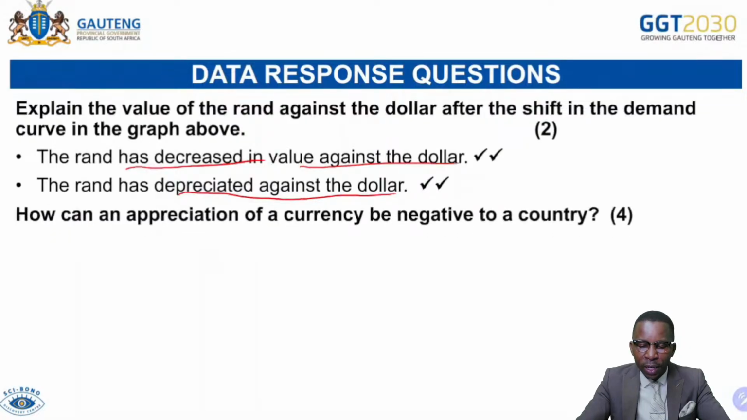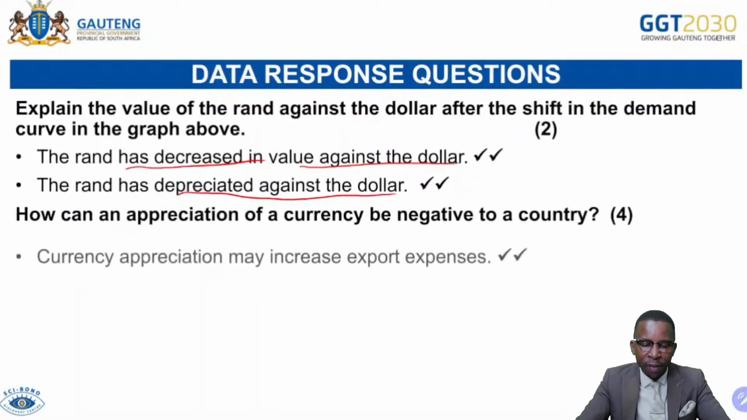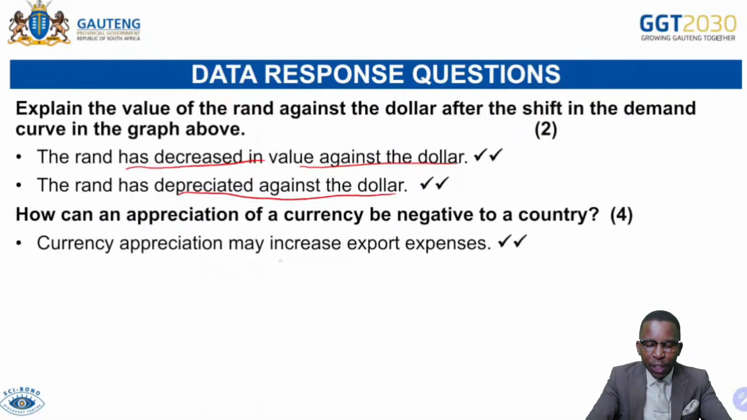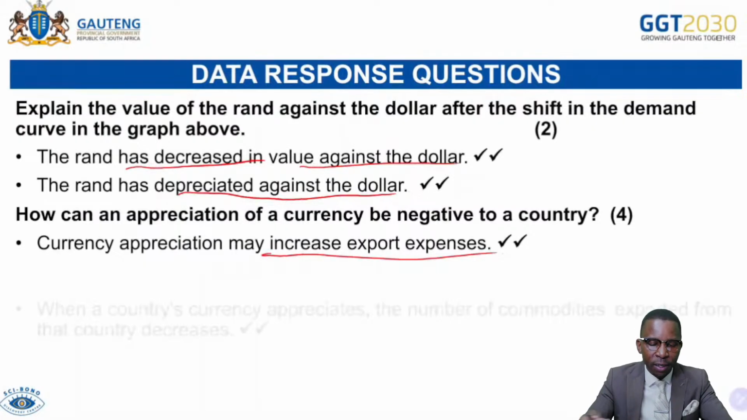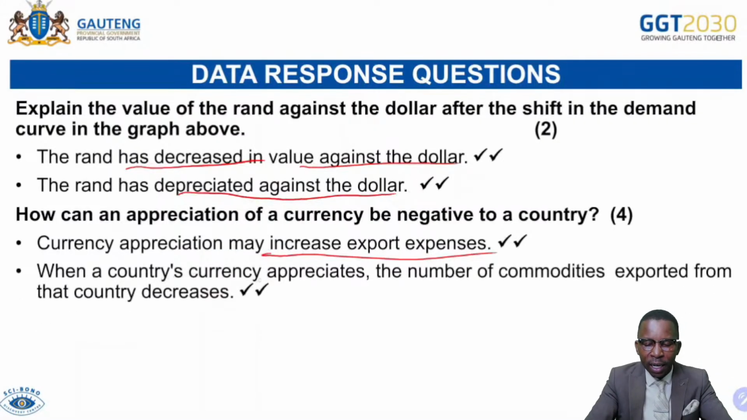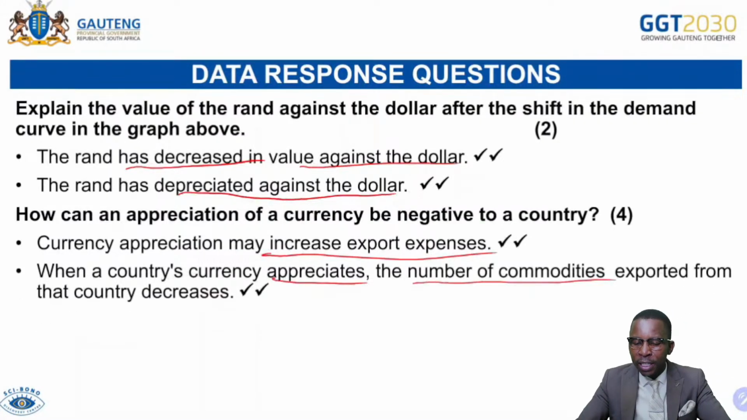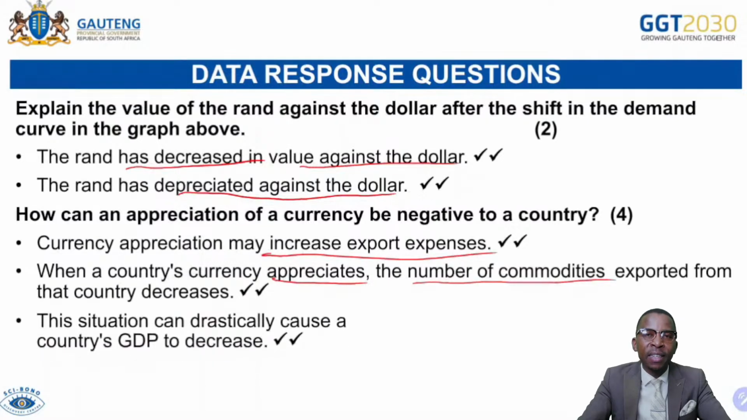How can the appreciation of the currency be negative for the country? Currency appreciation may increase export prices, meaning exports will be too expensive. In that situation, there might be less demand. When the country's currency appreciates, the number of commodities exported from the country will decrease because, if the demand is elastic, they will be replaced abroad by goods from other countries. This situation can drastically cause the country's GDP to decrease.